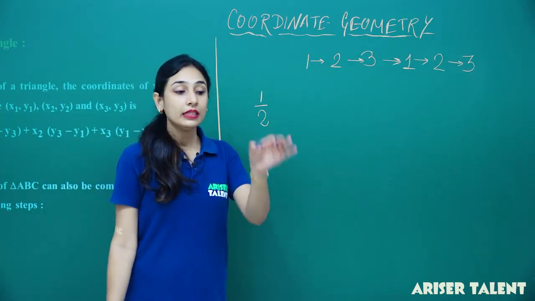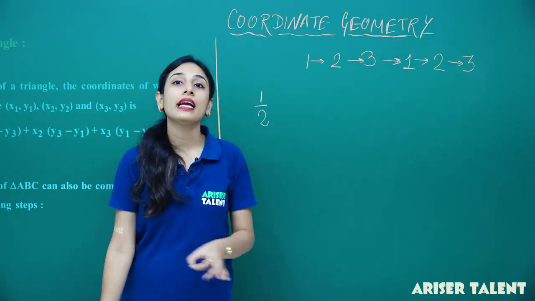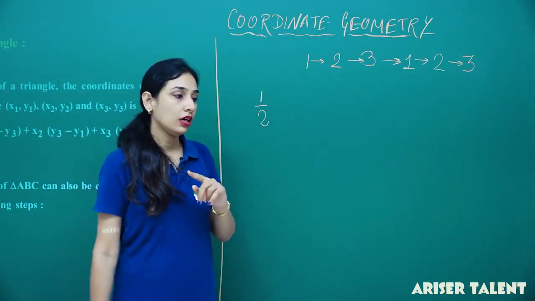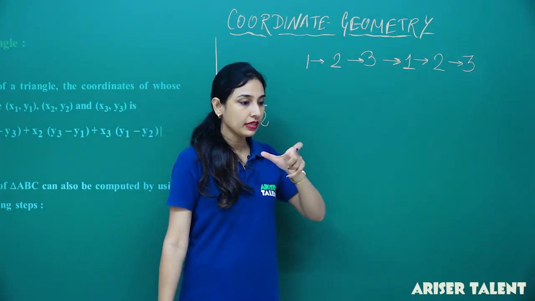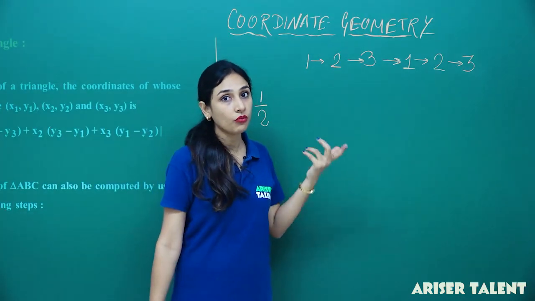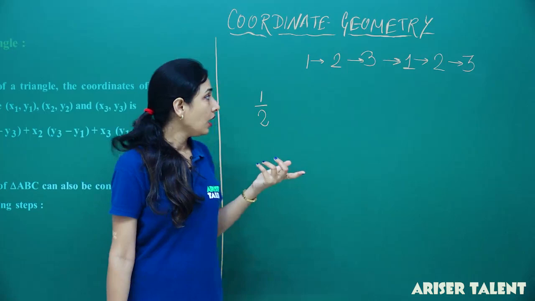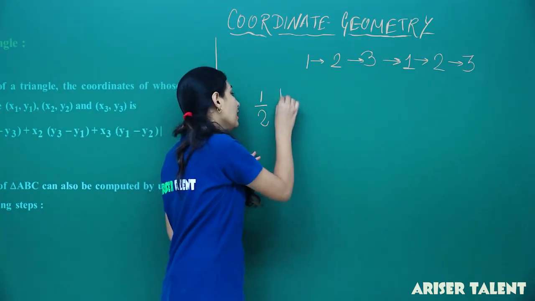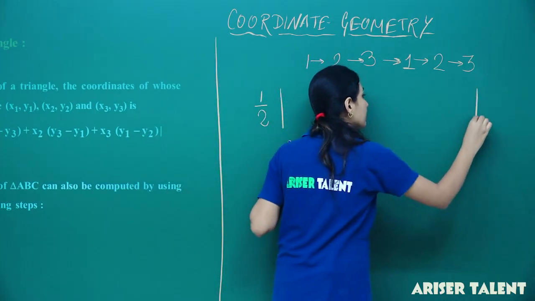Now, the area cannot be negative, guys. It can be 0. If it's 0, we'll talk about the 0 parameter, that if the area is 0, then what will be the situation in that case. But it cannot be negative for sure. So I'll have this modulus. I have to have this.